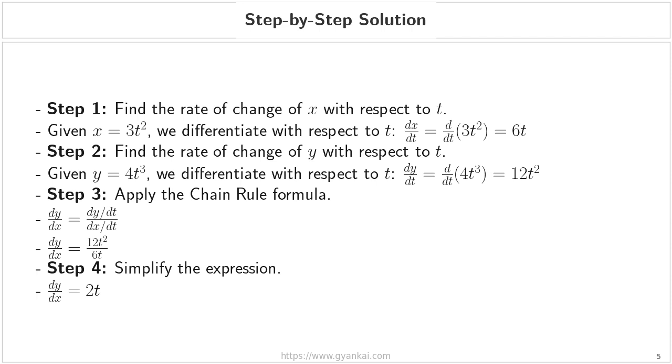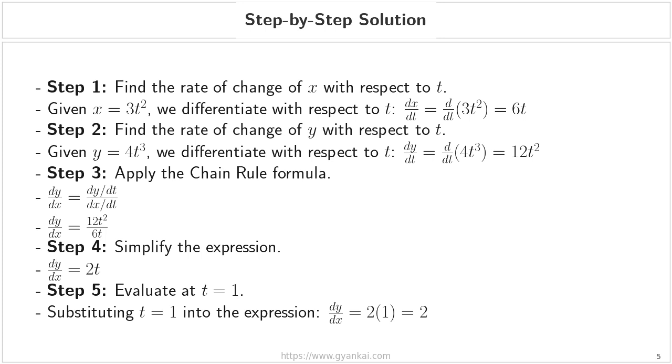In step 4, we simplify this algebraic expression. 12 divided by 6 is 2, and t squared divided by t simplifies to just t. Therefore, the simplified expression for the rate of change of y with respect to x is 2t.